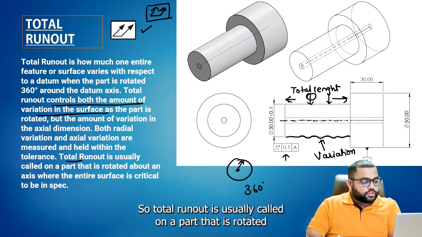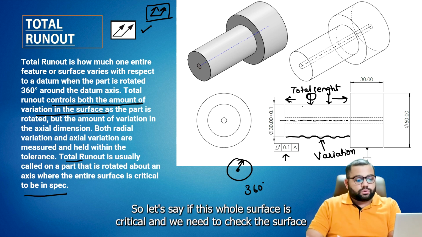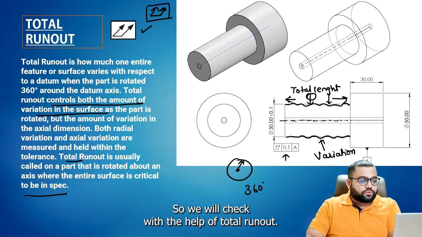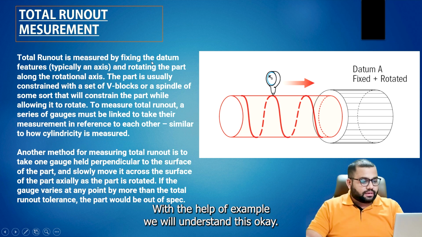Total runout is usually called out on a part that is rotated about an axis where the entire surface is critical. Let's say this whole surface is critical and we need to check whether it is within the tolerance zone or not. So we will check it with the help of total runout. With the help of an example, we will understand this.